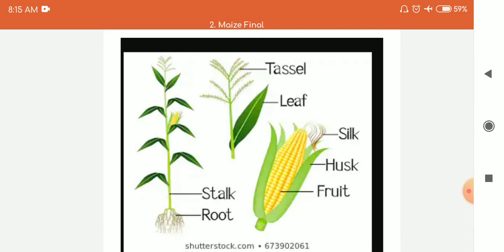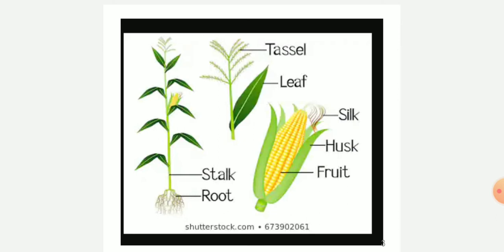Then the morphological diagram of the maize crop. It includes the tassel, that is the upper part, then leaf, stalk, and root. The corn, or fruit, includes silk, the outer part, covered by the husk, and then the main part is the fruit.